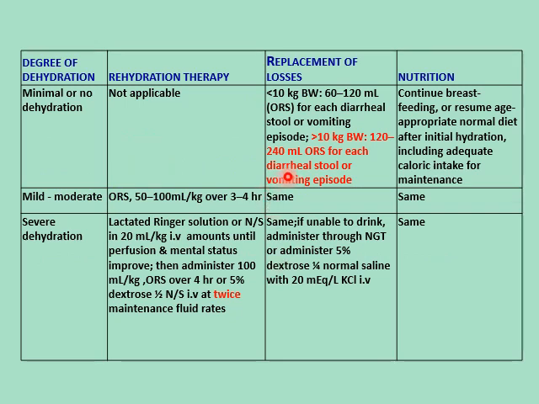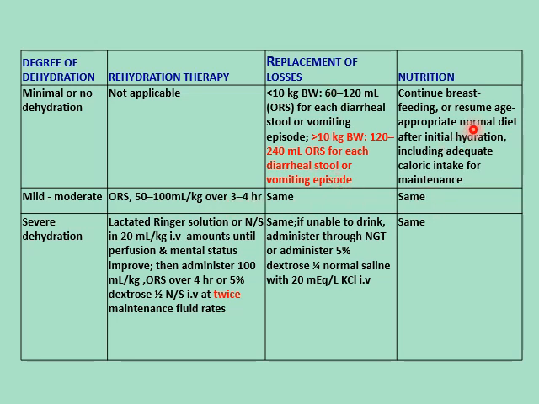Now we come to the ORS. Here you can replace depending on the body weight or age, less than 10 years, more than 10 years. You start with 60 to 120 ml for each bowel motion or vomitus, and above 1 year, 120 to 240 ml ORS for each diarrheal stool. Mild to moderate, you can start with 50 to 100 ml per kg over 3 to 4 hours. The same can be used with replacement.